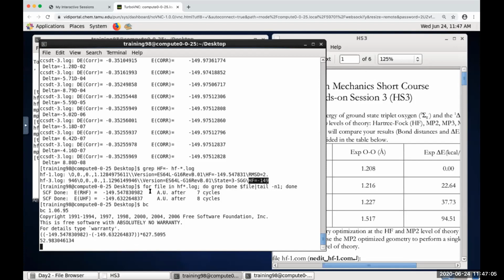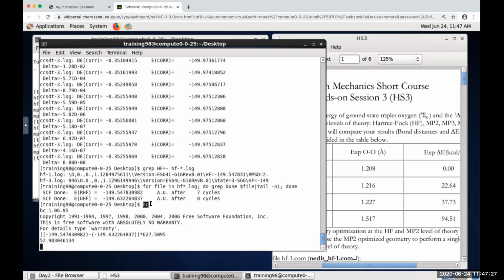So instead, I put it through a loop, and I said, for file in the Hartree-Fock .log files, do grep this, done, and give me just the last line. It goes through and does those 2 and just gives me the last one. This is the energy for the first one, and this is the energy for the second one. I'm actually not sure which one's the singlet and the triplet.